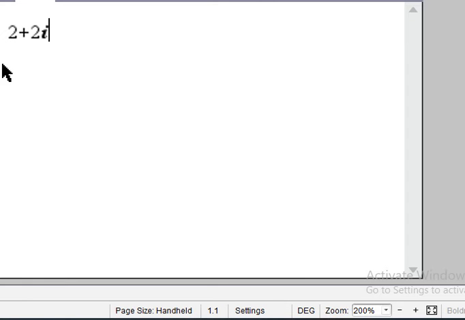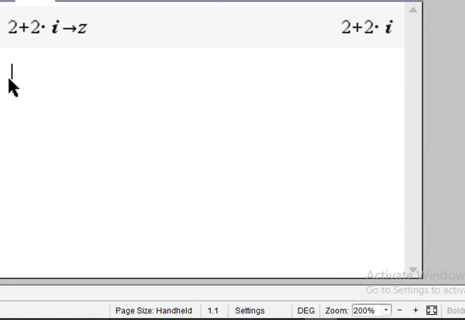So I start with 2 plus 2 times the number i. Remember, i is pi's cousin. I'm not using a variable i, I'm using the number i. Control and the var key to store, and that is z.